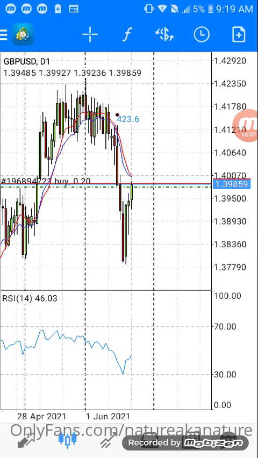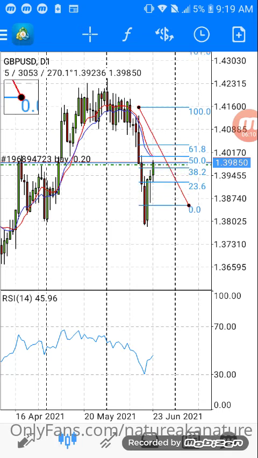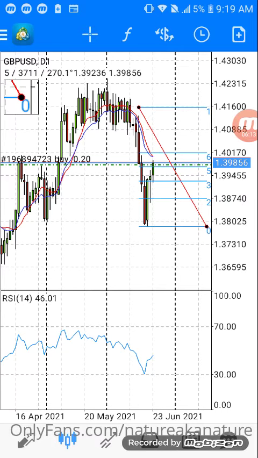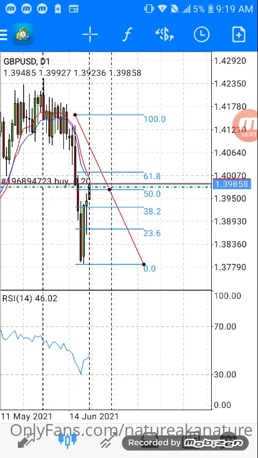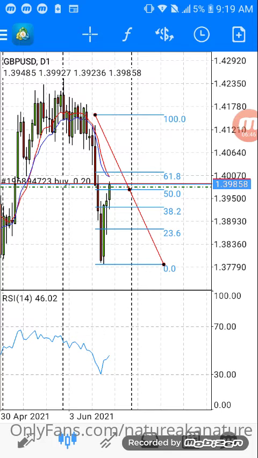Here we go, swing high to the swing low. It's right here. Price went past the 50 extension mark, so now we're going closer to the 61.8 mark. Price could stop at the 61.8 mark. It looks like it's going to stop there at the 61.8 mark. That'll be at 1.40070, so we will check that out later on.